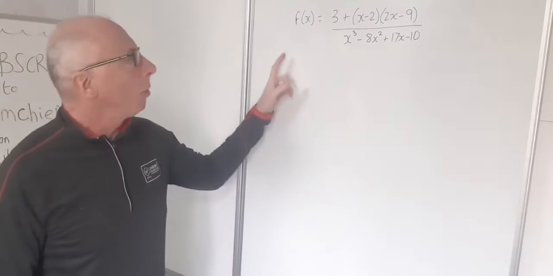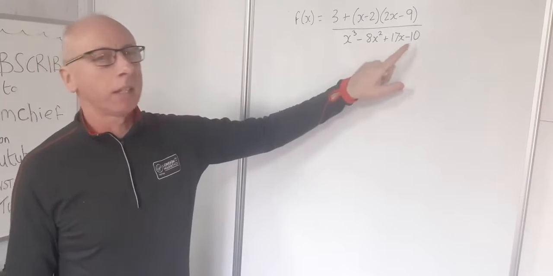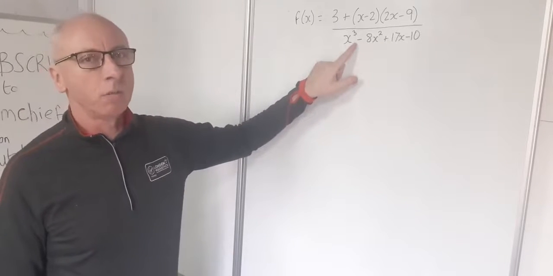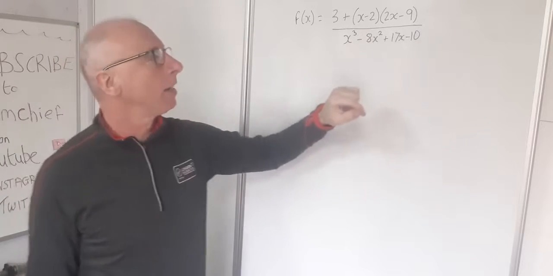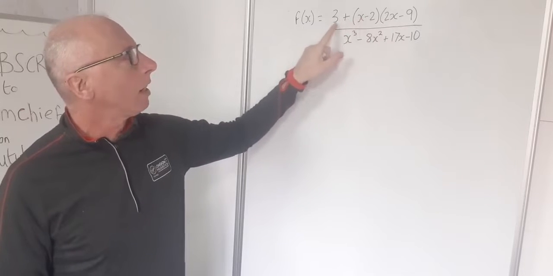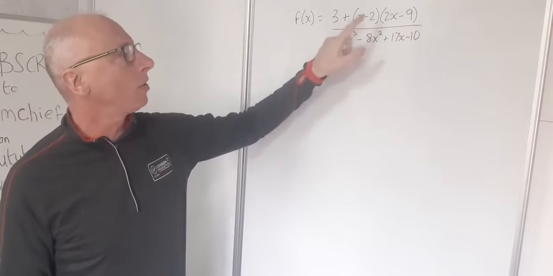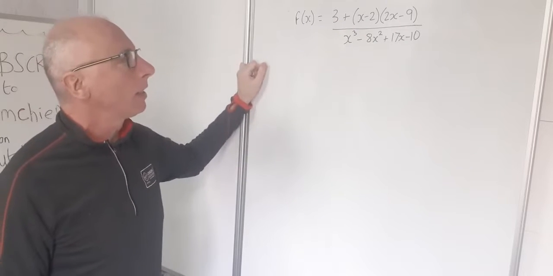So in this video we're going to look at partial fraction decomposition when we've got a cubic polynomial in the denominator. So here we've got this x cubed polynomial, x cubed minus 8x squared plus 17x minus 10. Now the numerator is already taken care of. We've got two factors here and we've got this constant added on to this. So how are we going to handle this denominator?